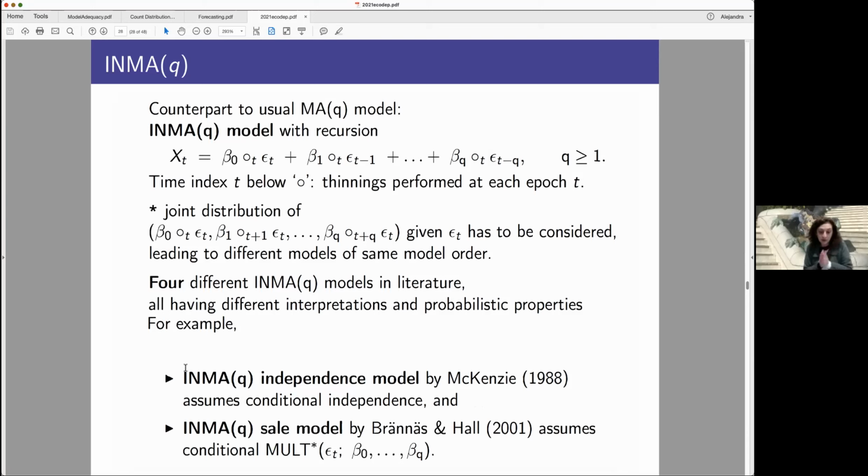And fortunately, in both cases, a feature of moving averages of order Q is that the autocorrelation function cuts off after lag Q. The same happens here with these two interpretations for the joint distribution of the thinnings made over the noises.